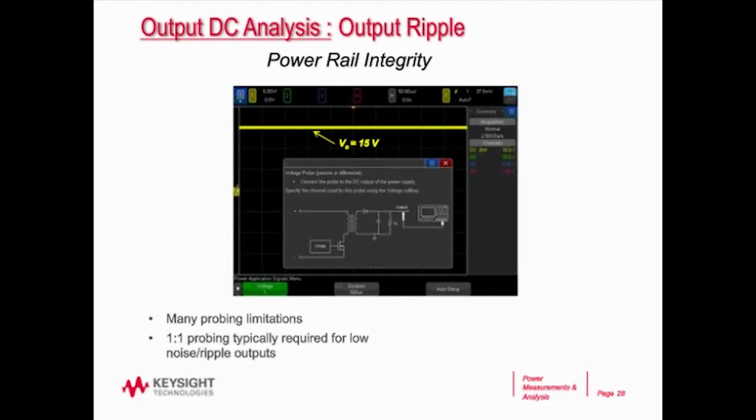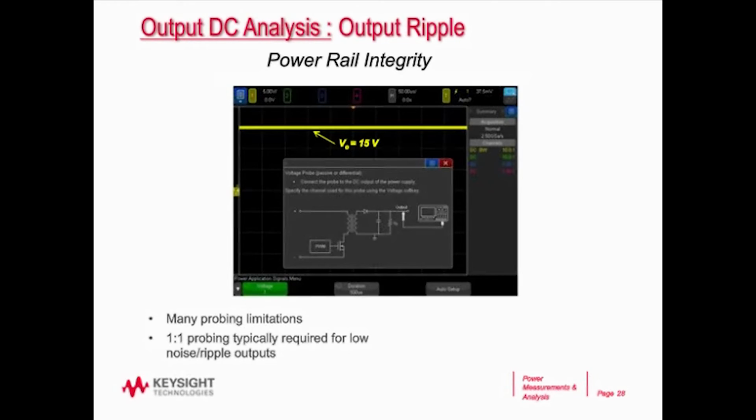Output ripple is becoming more and more important today because any kind of ripple or noise, some people just call it noise, on the output DC signal, if it's trying to drive high-speed digital devices, the noise on the power rail is going to translate into jitter and timing uncertainty, and it's going to effectively close your data valid windows. So output ripple is becoming a more and more important issue, and it's often called power rail integrity measurements.